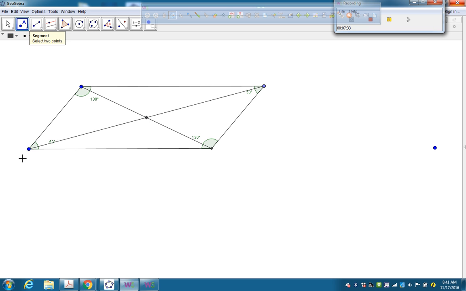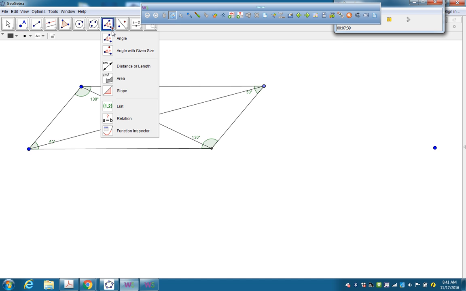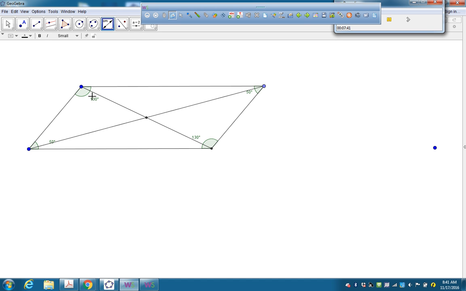And then I'm going to measure the distance from here to here. So I'm going to go up here, and I'm going to measure distance or length. Okay, so I'm going to measure this distance from here to here, this distance from here to here. Isn't this cool? This distance from here to here. I love this. This distance from here to here.